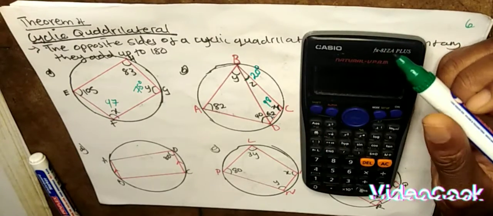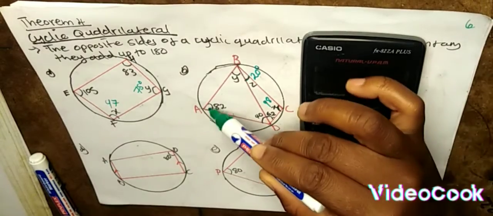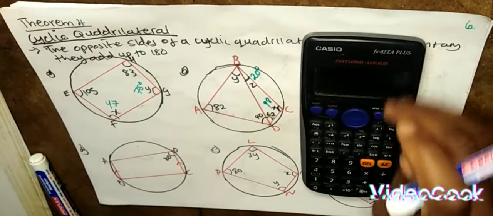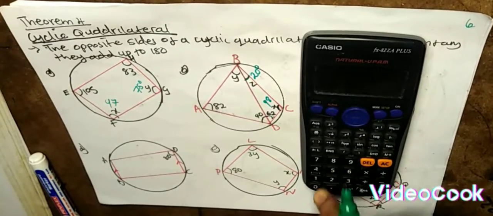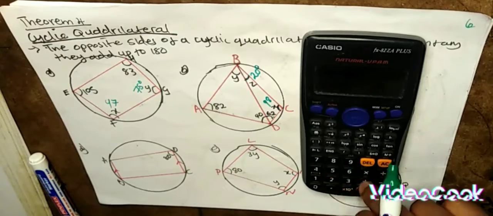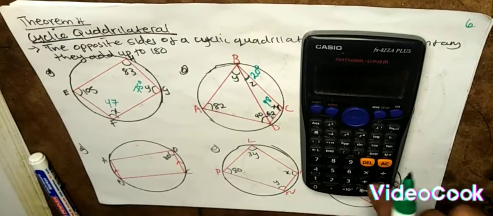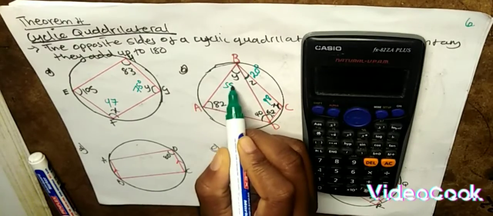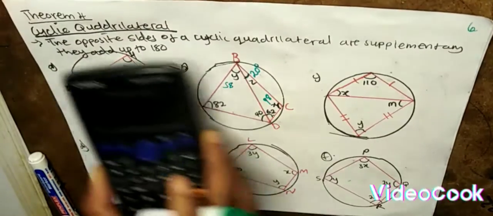What about y? Oh, I'm sure you can see these are angles in a triangle, and they add up to what? 180 degrees. Okay, so we simply say 180 minus, open bracket, 82 plus 40. You close the bracket, you get your answer for y is 58 degrees. Okay, I'm sure that was easy.